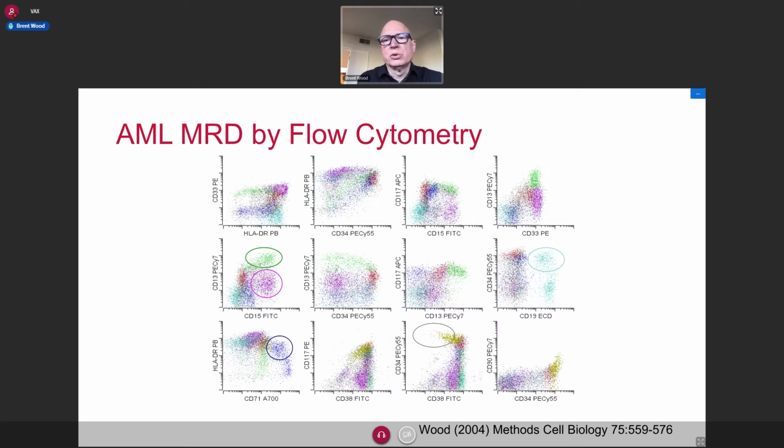In essence, we're going through and mapping discrete stages of maturation along what is a continuum and learning what the immunophenotypes are as the cells move from hematopoietic stem cells to each of the major lineage-committed components. Next.